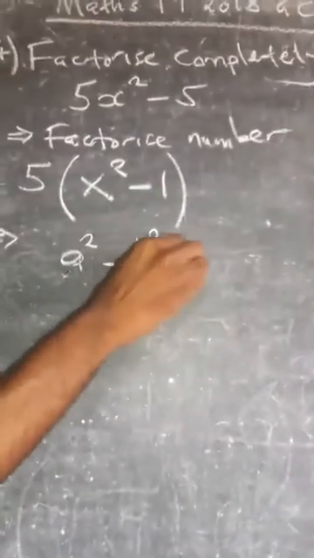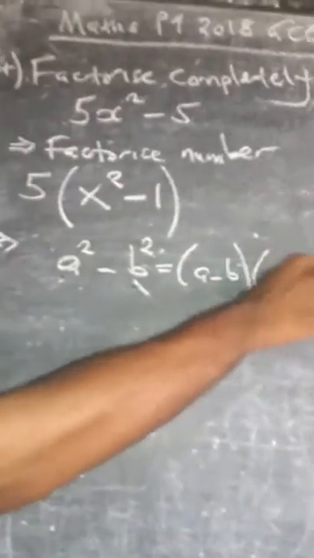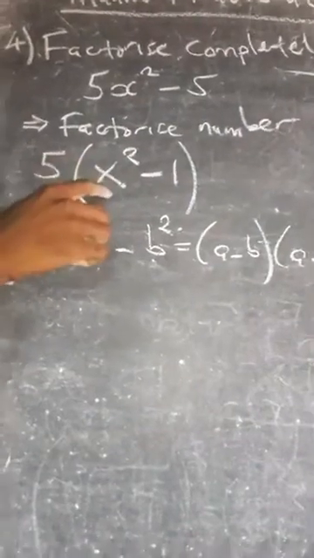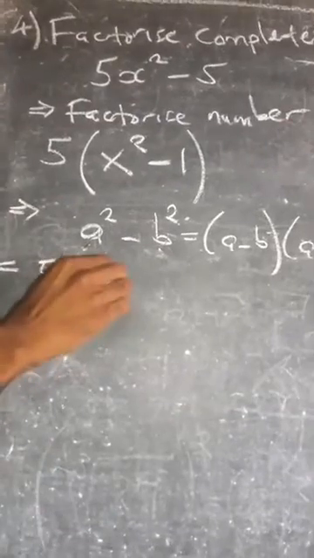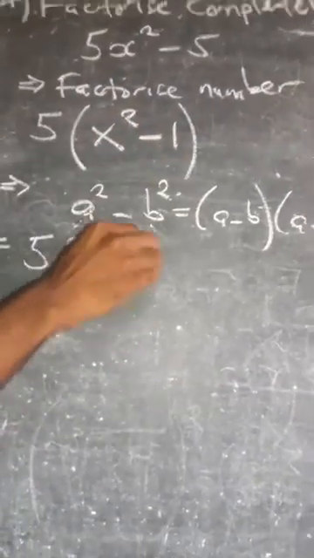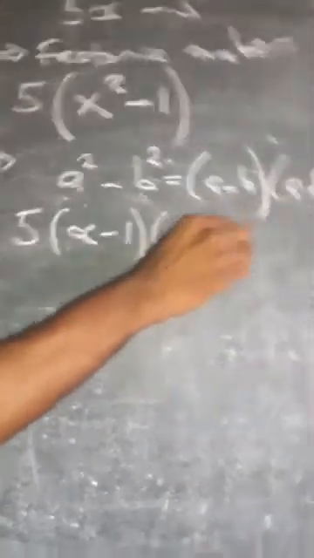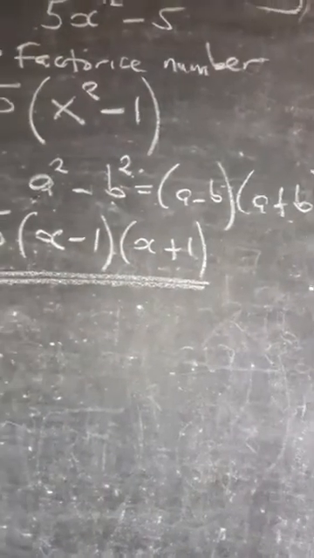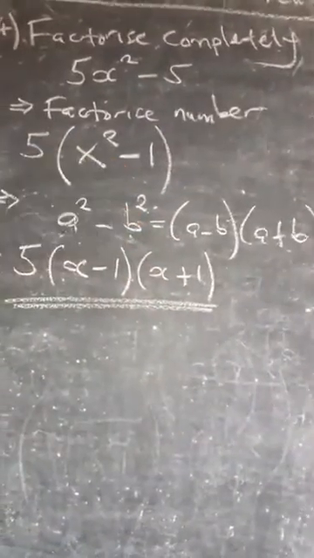So whenever we have a squared minus b squared, this is the same as a minus b, then a plus b. Like that. So what we have? Square root of x squared is just x minus square root of 1, that's a 1, then x plus 1. That means that is your solution. So this by that, you'll be having that.